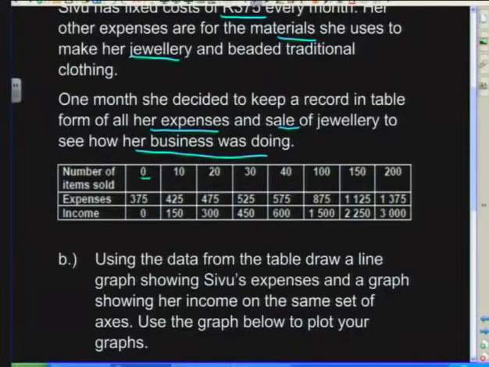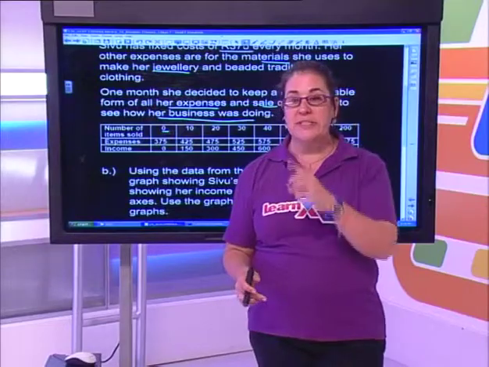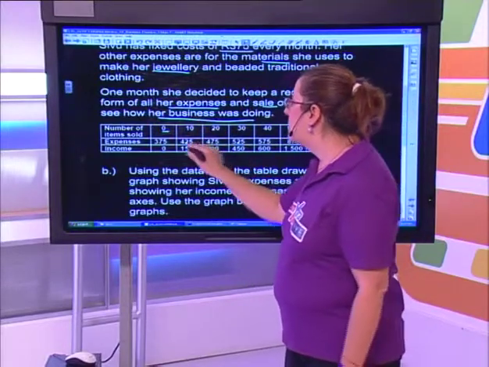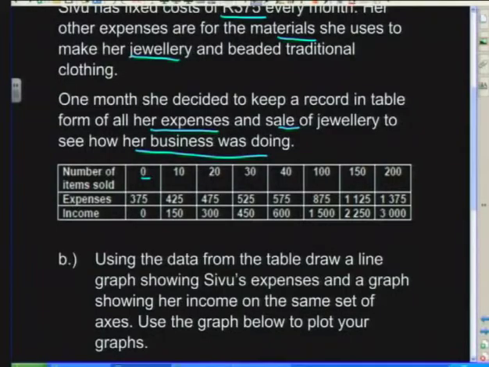So if she sold no items, of course she's still got her fixed expense. That 375 is your fixed cost. If she sold 10 items, well, it goes up. You can see that. Her income, of course, goes up in a straight line. She's selling them. We're going to come back to the question of how much she's selling for. Use the data from the table to draw a line graph showing Sivoya's expenses and a graph showing her income on the same set of axes.